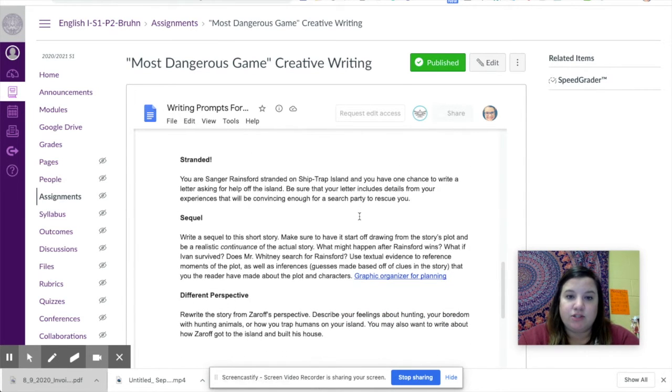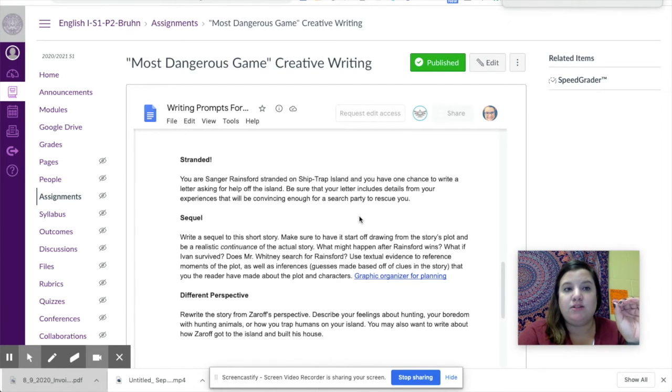Another choice is stranded, where you're imagining that you are Rainsford and you are writing a letter to ask for help to get off the island. Your letter should include details from your experience that will be convincing enough for someone to come and rescue you, right? Why would they want to come to this island that is supposedly cursed? You need to convince them.